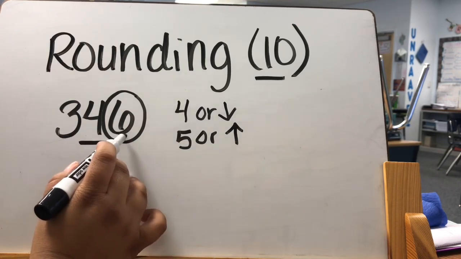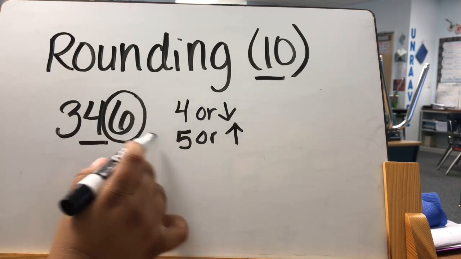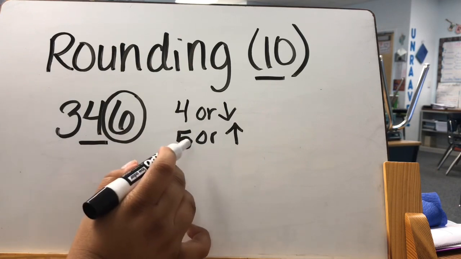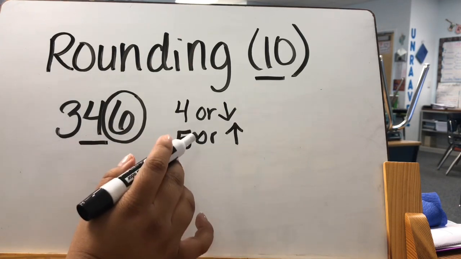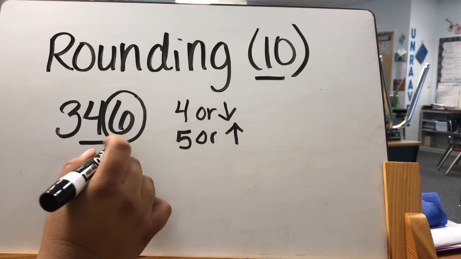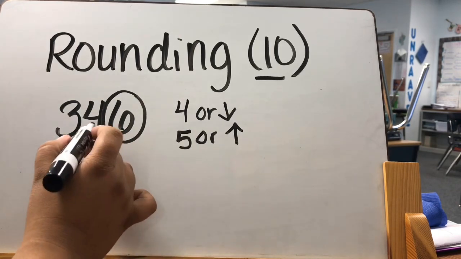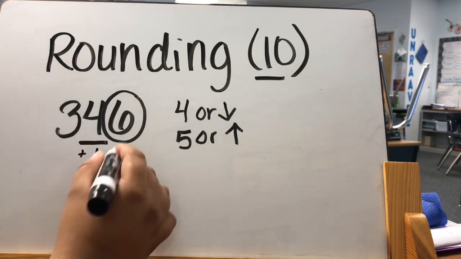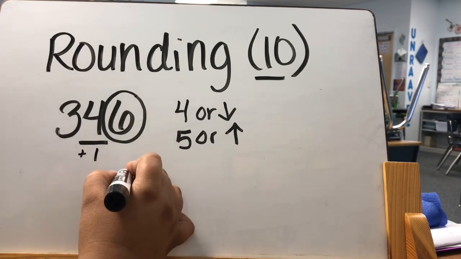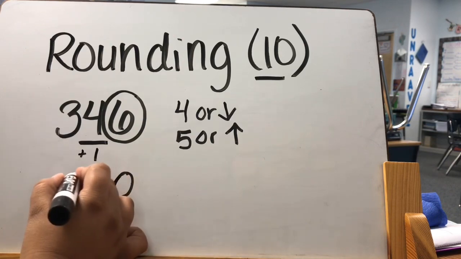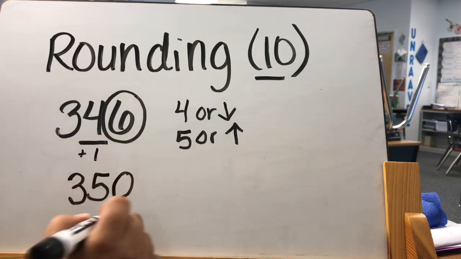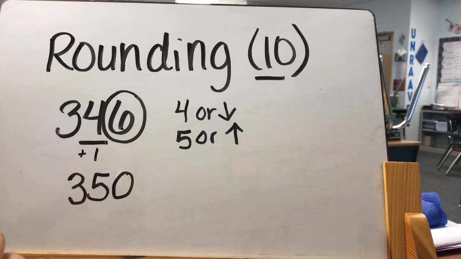So when we look at this ones place, we see that it is actually higher than 5. So that would mean that we add 1 to the tens place. And then our ones place is going to change into a 0, and our hundreds place stays the same. So this number 346 would actually round up to 350.